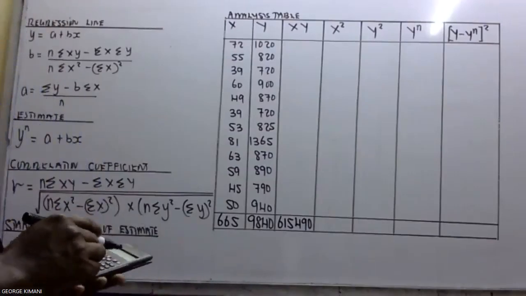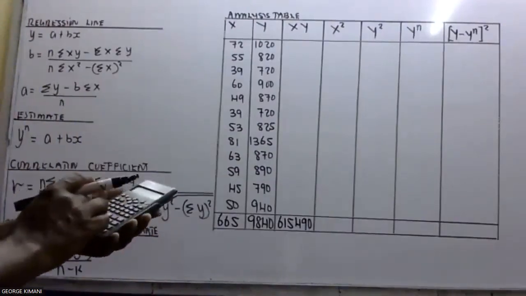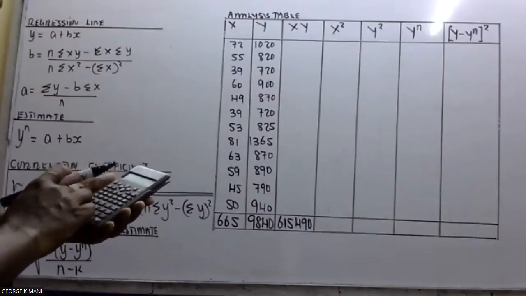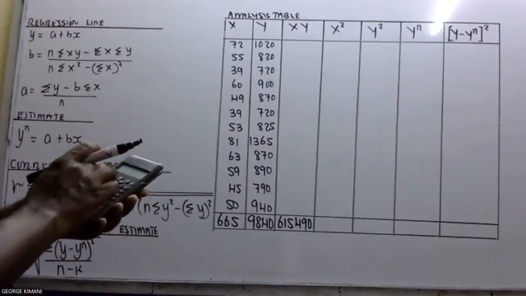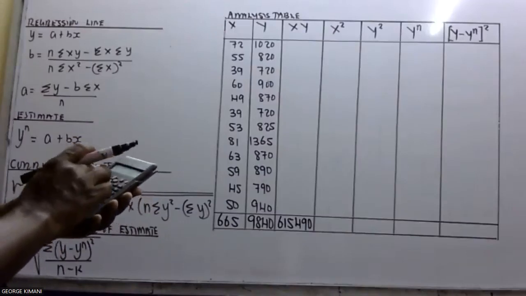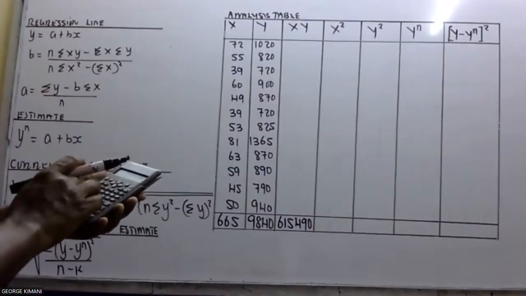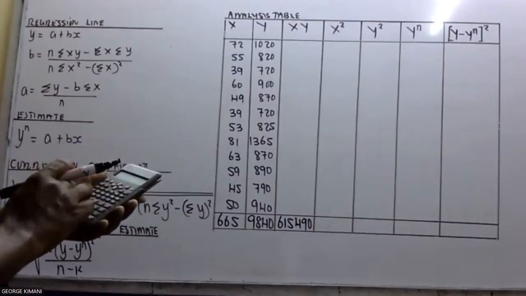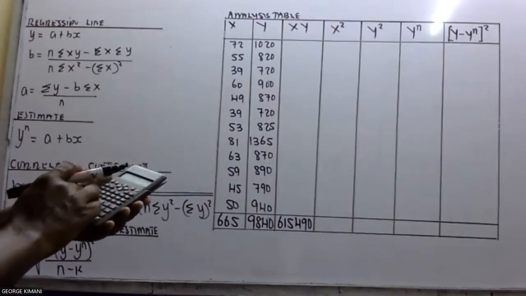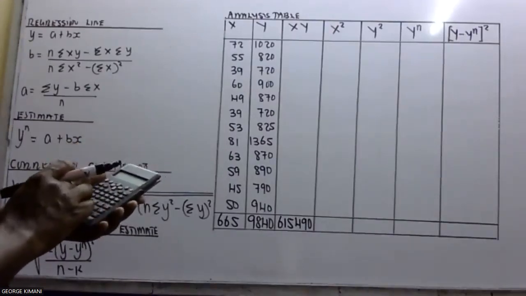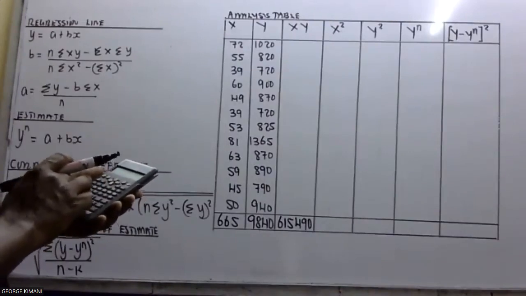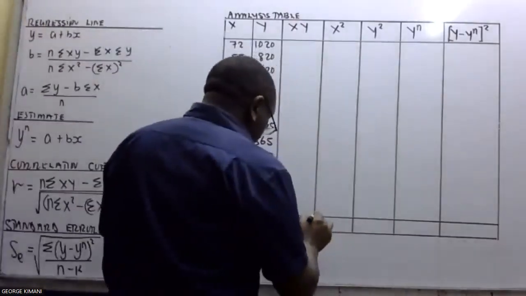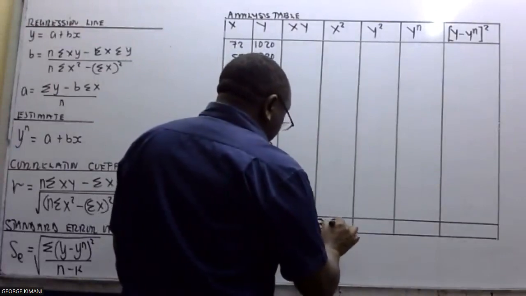The same thing I do with the x square. So I will say 72 square plus 55 square plus 39 square plus 60 square plus 49 square plus 39 square plus 53 square plus 81 square plus 63 square plus 59 square plus 45 square plus 50 square equals 38597.